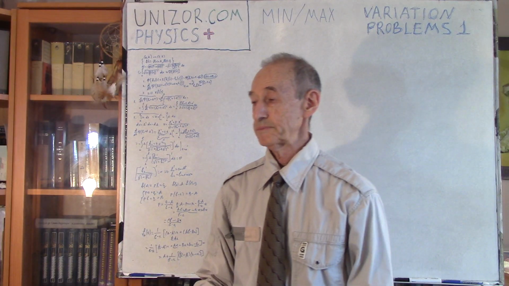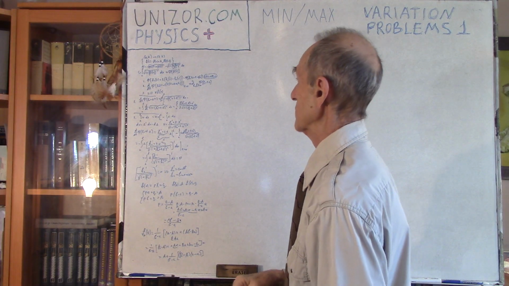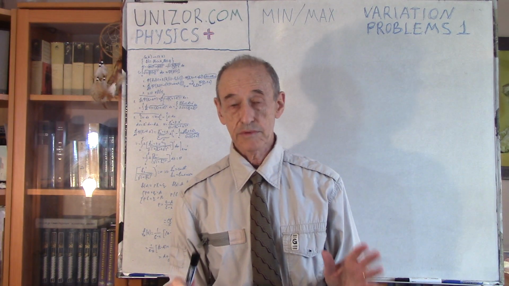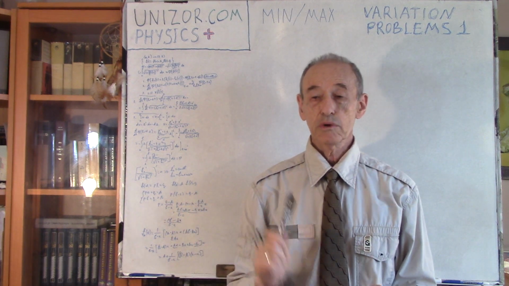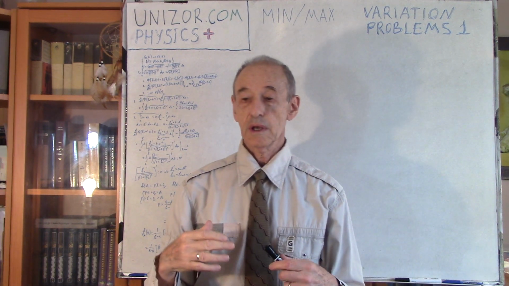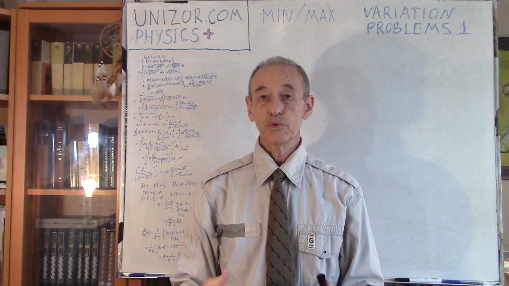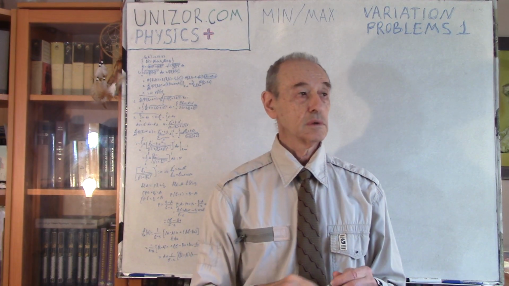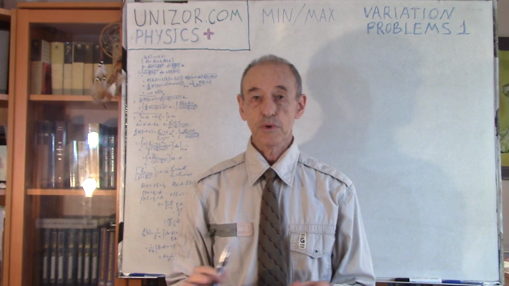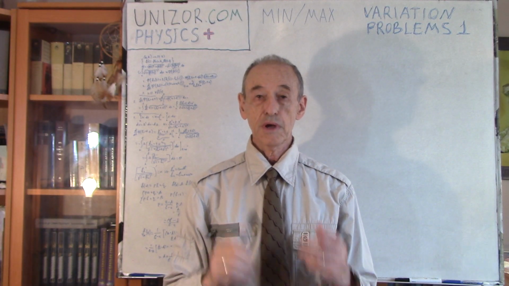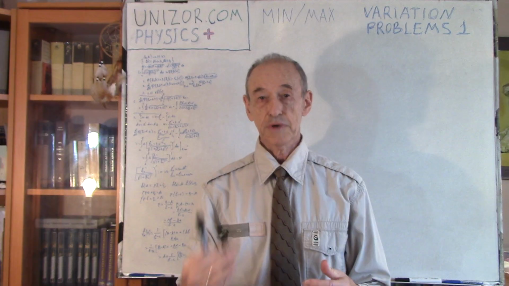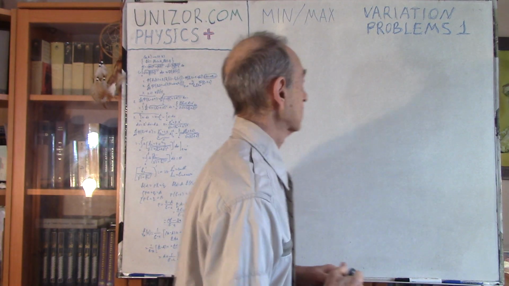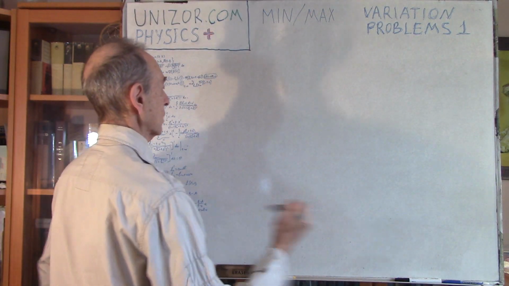All right, so let's go back to a very, very simple problem, which we are going to solve using a general approach to variation of functionals. Let me remind you in a couple of words that a functional is a function of a function. An example which we will consider today is the following.